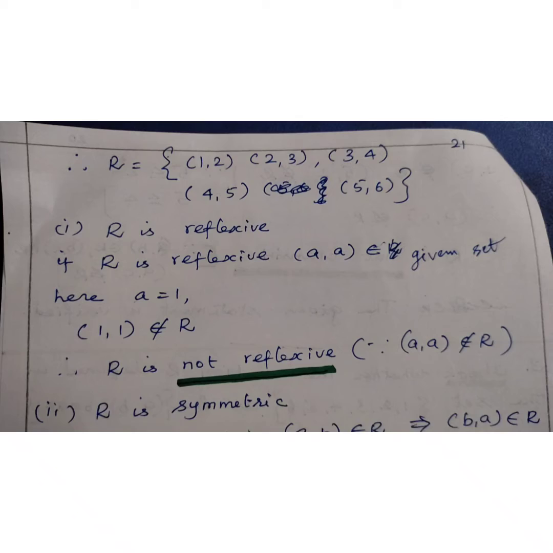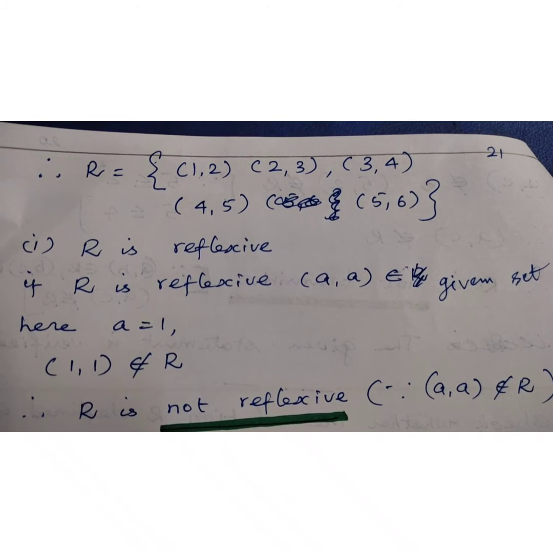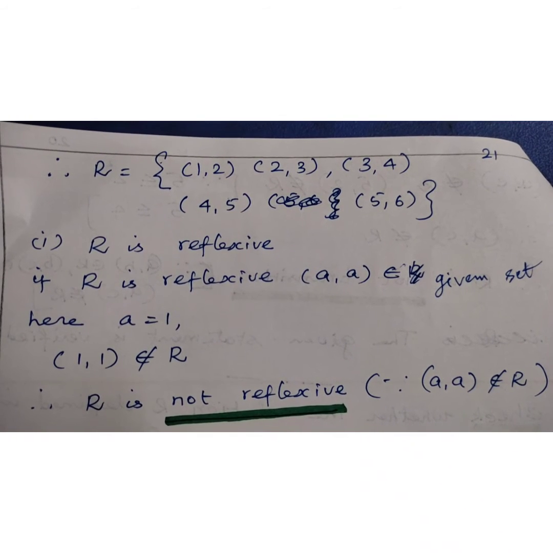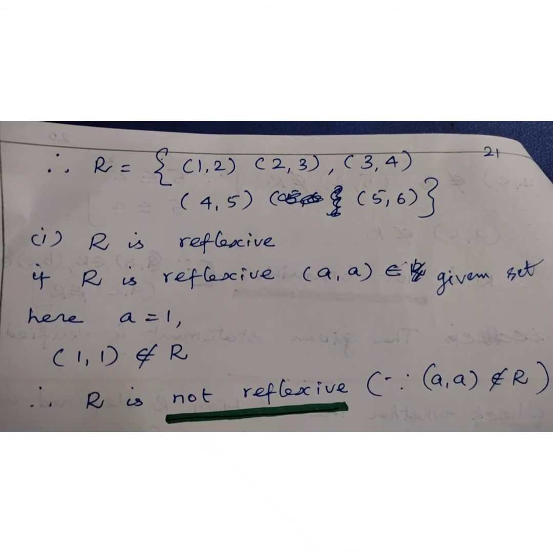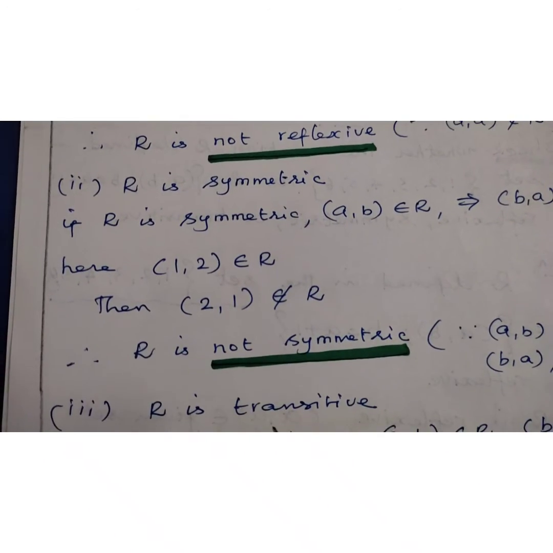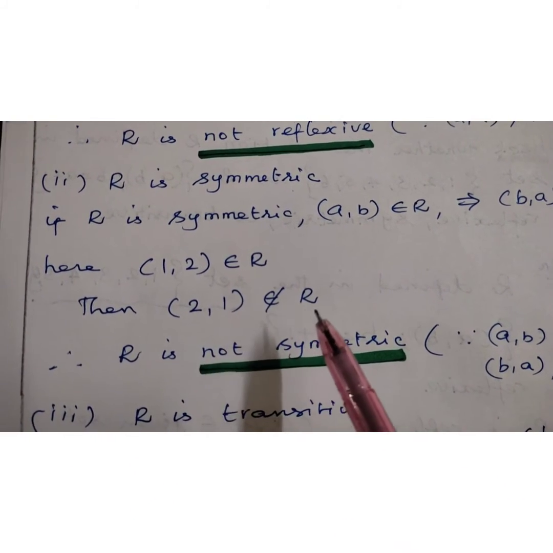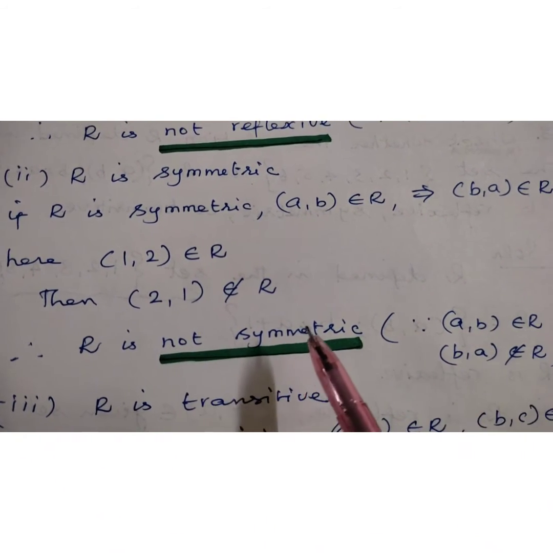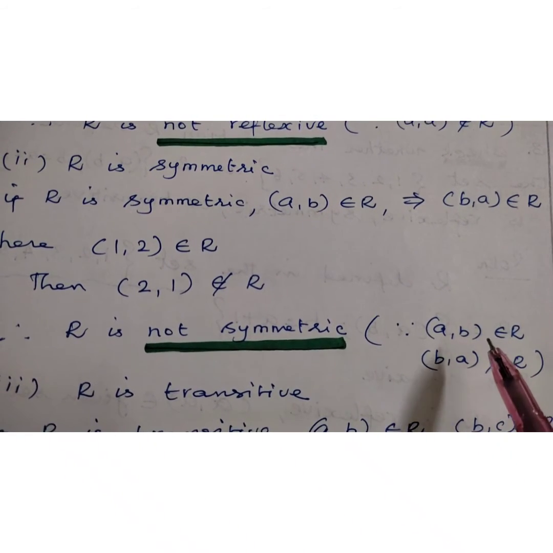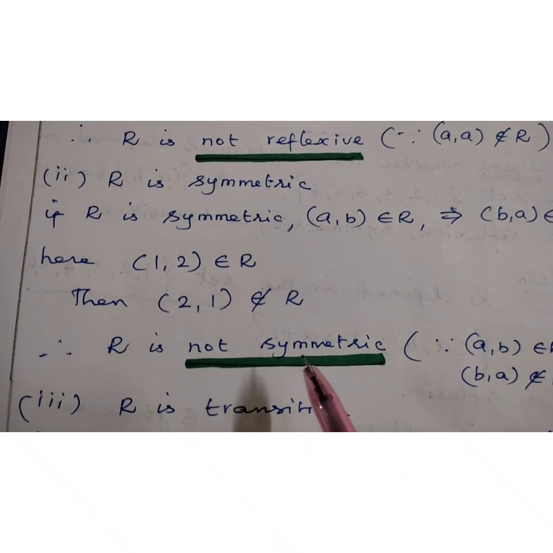Here in this equation, 1 comma 2 only is there in that R equation, but there is no such pair starting with 2 and ending with 1. Okay, there is no pair 2 comma 1, but 1 comma 2 belongs to R. Therefore here 1 comma 2 belongs to R, but 2 comma 1 does not belong to R. Therefore R is not symmetric. The reason is A comma B belongs to R, but B comma A does not belong to R. Therefore we can write R is not symmetric.